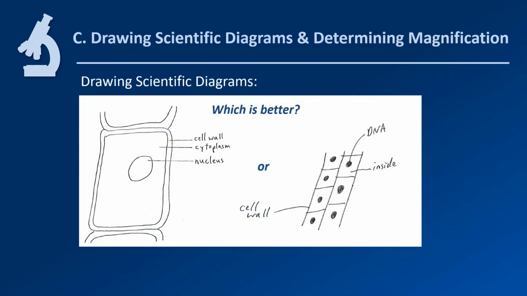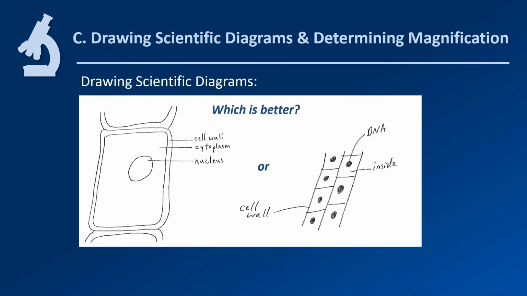So here are a couple of examples of some scientific diagrams, and you can see the little caption. It says, which is better? I'm hoping it's really obvious here which is better. The one on the left is far superior, and it's following the instructions that I've given you.